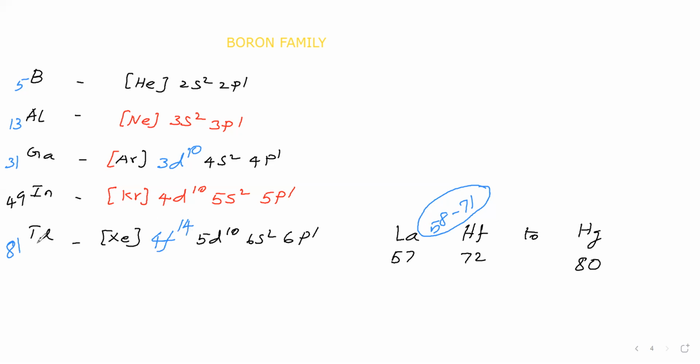So before thallium, the 5d series elements are there, that is 10. Between lanthanum and hafnium, that is cerium to lutetium, 14 lanthanides, 4f series elements are present. Therefore we are writing 4f14. So thallium electronic configuration is xenon 4f14 5d10 6s2 6p1. So we have written the electronic configuration for the boron family elements.